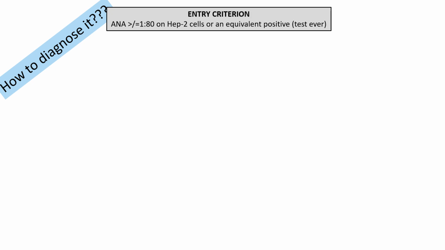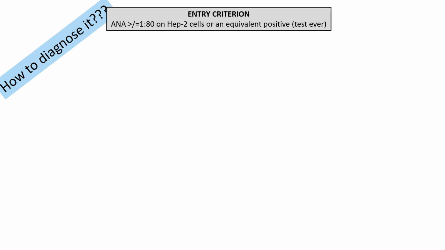So how to diagnose SLE? There is basically an entry criterion. Entry criterion means the criterion when you should suspect the patient may have SLE. This entry criterion is that the ANA level in the blood should be more than or equal to 1:80 on Hep2 cells or an equivalent positive test, ever. So only if the patient is ANA positive, you may think of SLE.